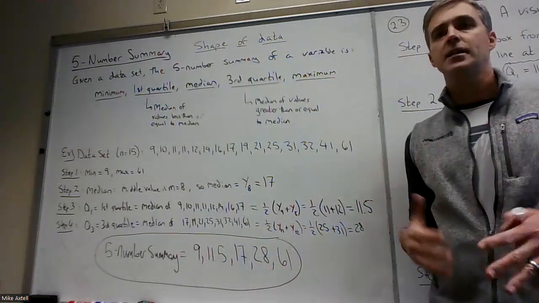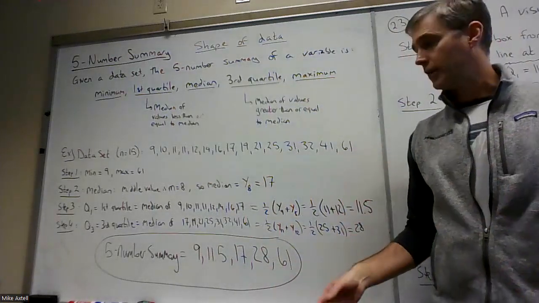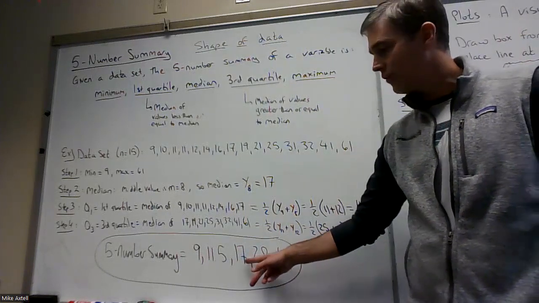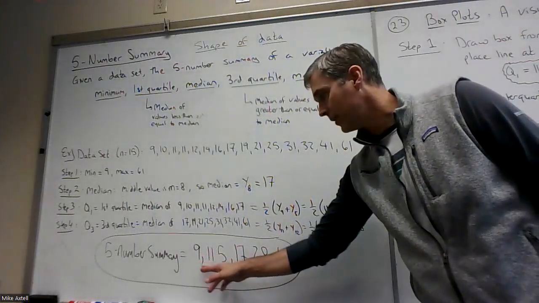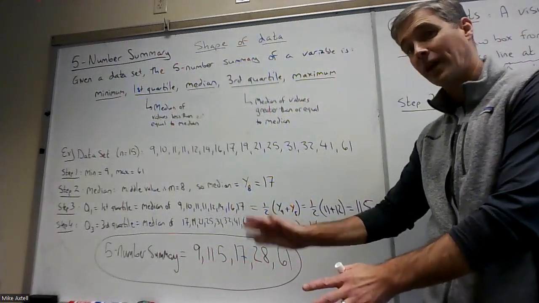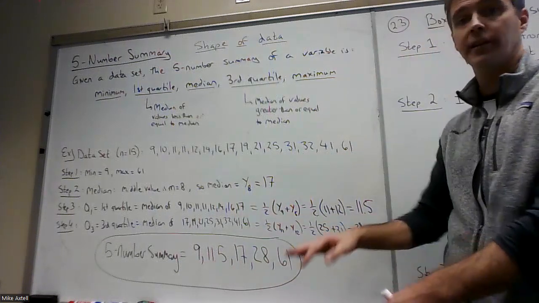And that gives me a sense of how this data is shaped. I know where the median is, and now I see that the maximum is way further above the median than the minimum is below it. So I can sense that the data here is skewed, has a right skew to it, a longer right tail than left tail.